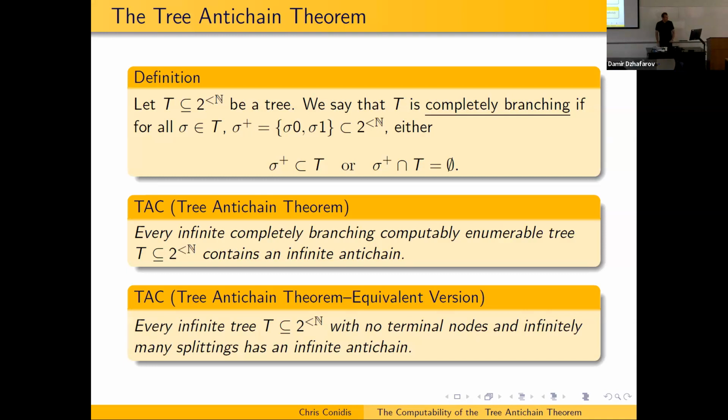Okay, you could make an equivalent version of this: every infinite tree with no terminal nodes and infinitely many splittings has an infinite antichain. So if you like to work with computable trees, if you don't like the computably enumerable here, you can work with computable trees with no terminal nodes and infinitely many splittings. And it turns out that these are equivalent over RCA.